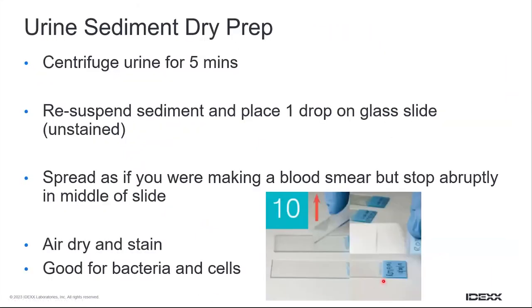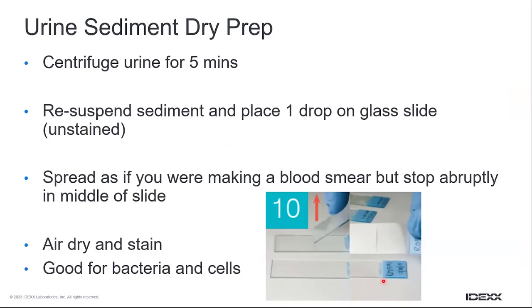So how do we perform a urine dry prep? I think this is something that's very rarely done in practice, which is sad because it's actually fairly easy to do and something you're used to doing for blood smears, so it's very similar. The same rules apply as for a wet prep. We want to centrifuge the urine for 5 minutes at low speeds. We then resuspend the sediment and place 1 drop on a glass slide, just as you would have done for a wet prep.